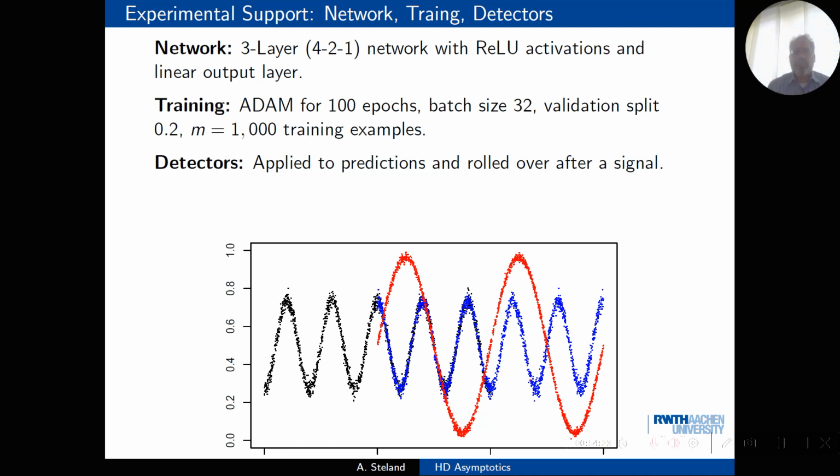So I applied for this hypothetical data and toy data example. I used a 3-layer network with ReLU activations and linear output layer. So 4 to 1 are the number of neurons. For training, Adam was used with 100 epochs, batch size 32, and a validation split of 2.0. The first 1,000 training examples were used in order to train initially the network, and then the detectors were applied to the predictions and rolled over after giving a signal.